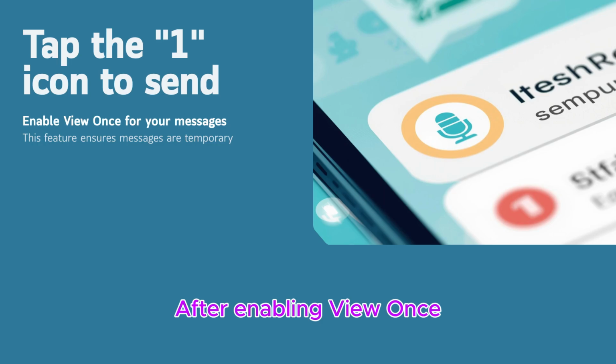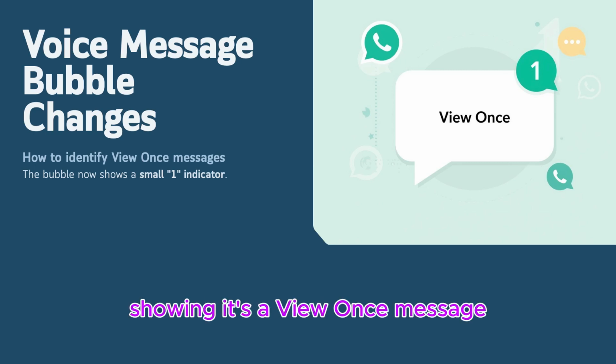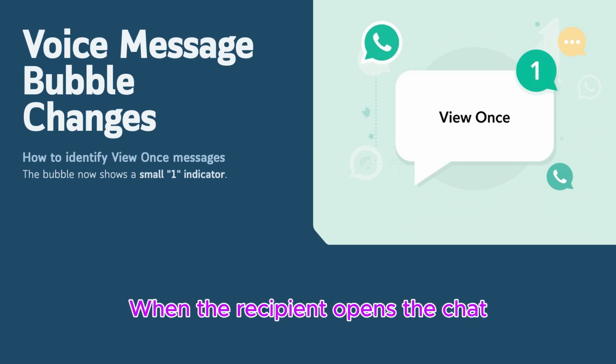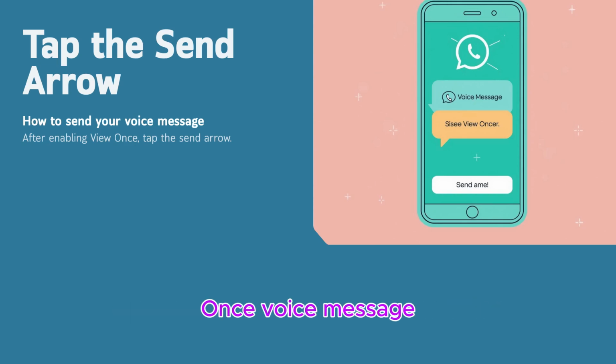After enabling View Once, tap the send arrow as usual. The voice message will be sent with a special border or icon showing it's a View Once message. When the recipient opens the chat, they will see a prompt that it's a View Once voice message.